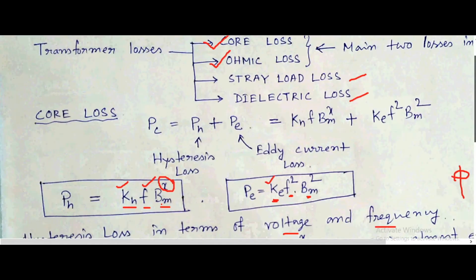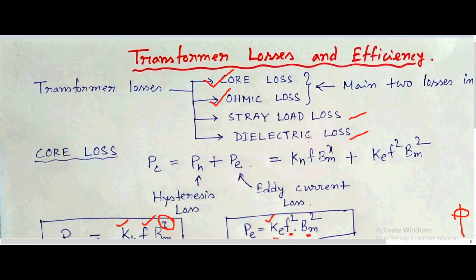So this is all about the core loss occurring in the transformer. Besides that, another main loss is the ohmic loss, which is actually I squared R loss, occurring in both the primary and secondary windings. Besides these two losses, we have stray load loss and dielectric loss.